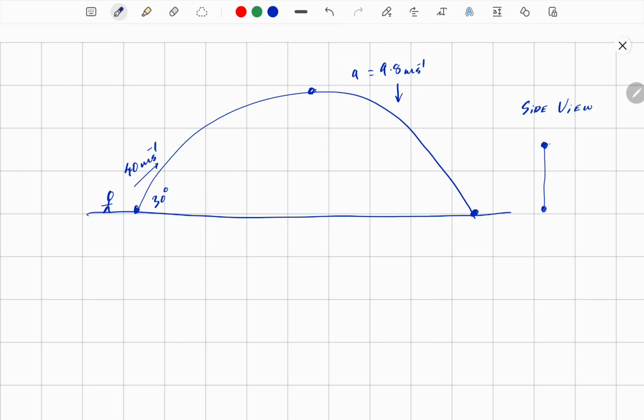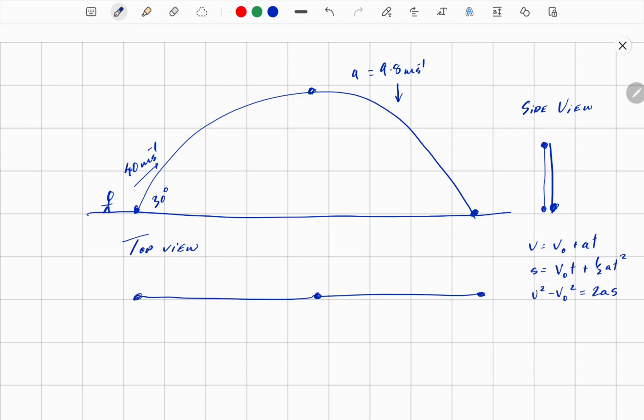Now if we look at the side view, the ball goes up and then it goes down. And because there is a force acting on that plane, we can use the following equations that have acceleration. Now if we look at the top view, the ball just appears to be travelling in a straight line because there are no forces acting in that plane. So there is no changing acceleration, so the velocity is constant. So velocity is equal to distance over time.